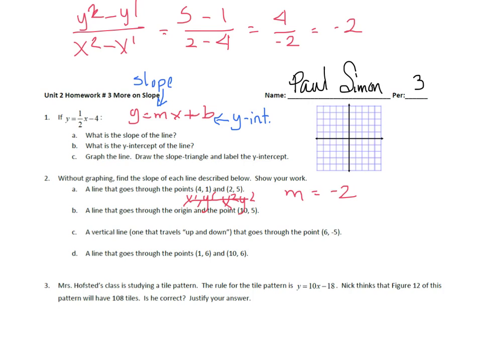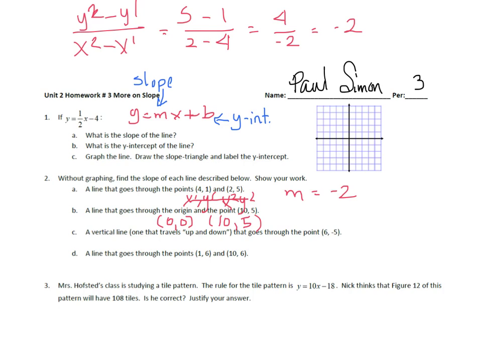B asks you essentially the same question. You just have to figure that the origin, of course, is the point 0, 0 for x1 and y1, and 10, 5 is x2 and y2. What is the difference between 0 and 5? And then what's the difference between 0 and 10? That is your change in y over your change in x.